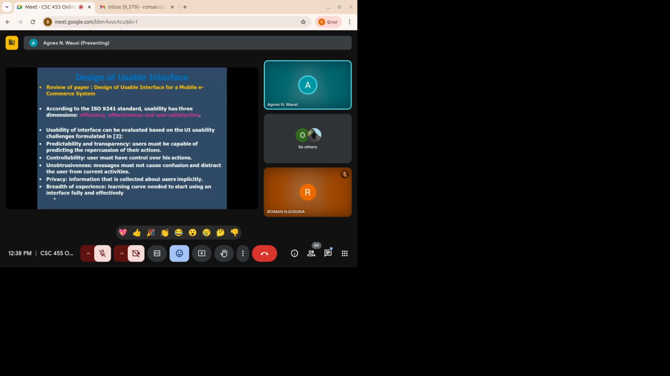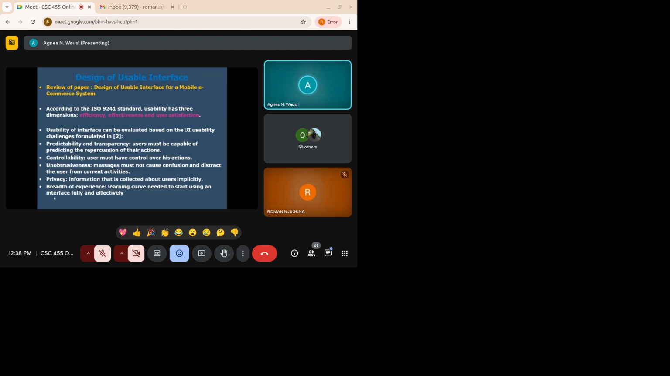Anyway, so we have issues to do with usability. When you think about usability, three things are very important and are measured a lot: efficiency, effectiveness, and user satisfaction. And so there are those challenges that are there.